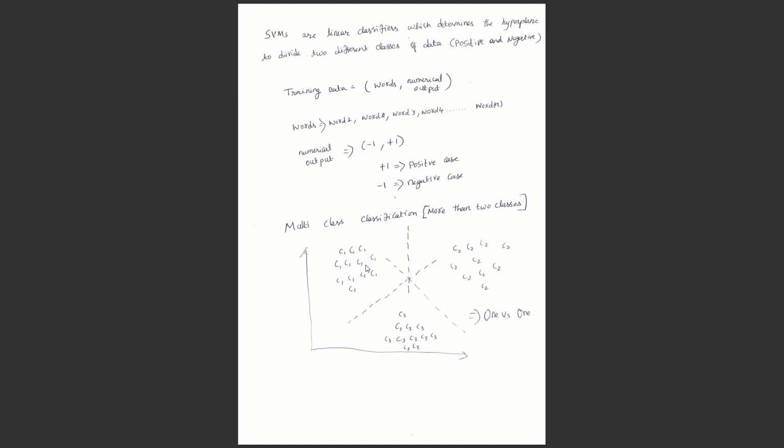When we take C1, sorry, one versus one, it is like C1 versus C3. So C1 against C3, and then C2 against C3, and then C2 against C1. So it is not considered together. So this is one type of classification.